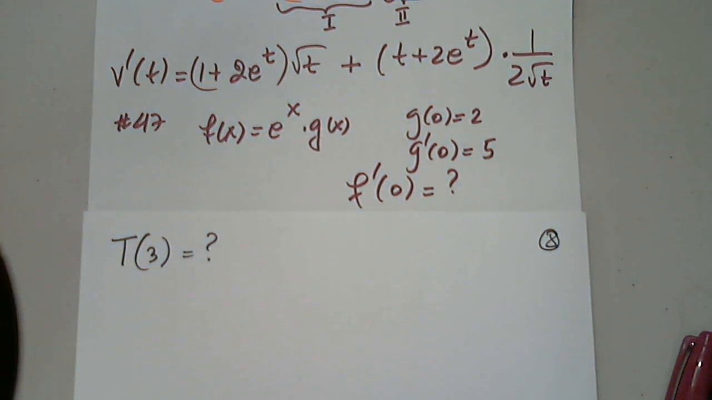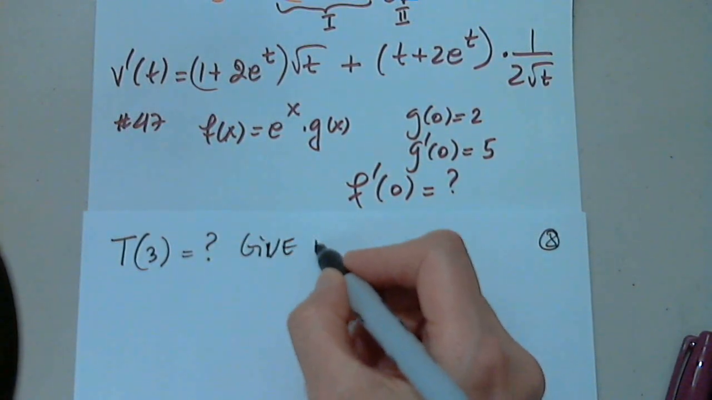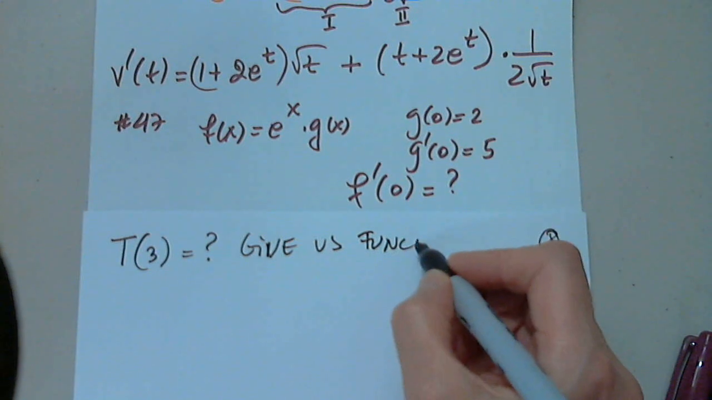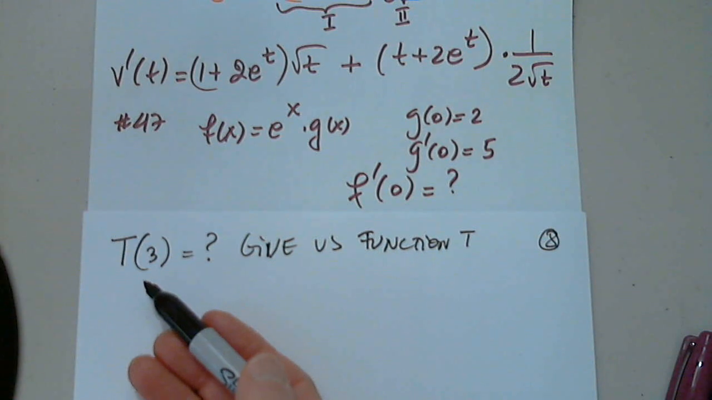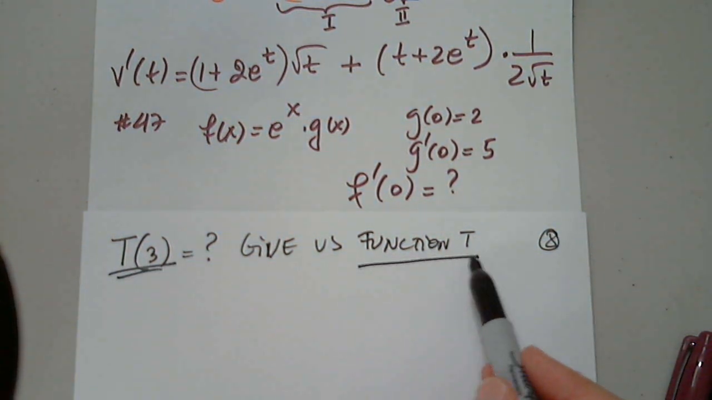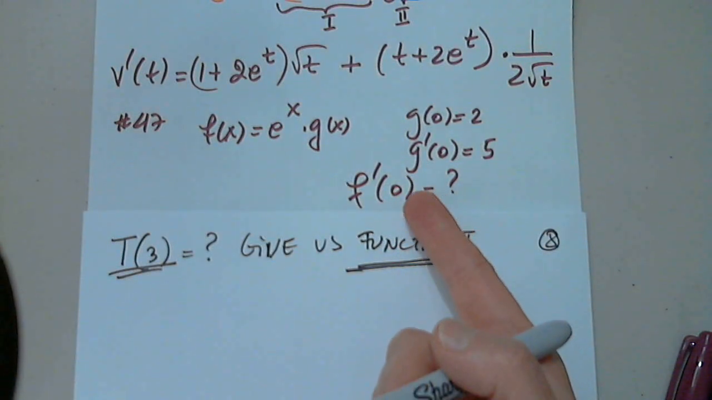What would you say? I'm asking you to find t of 3. What would you say to me? What's t? Exactly. You would ask, give us function t, without which you cannot determine t of 3. What is this? It means nothing if I don't have, or if I don't give it a function. So the silly example is for this.